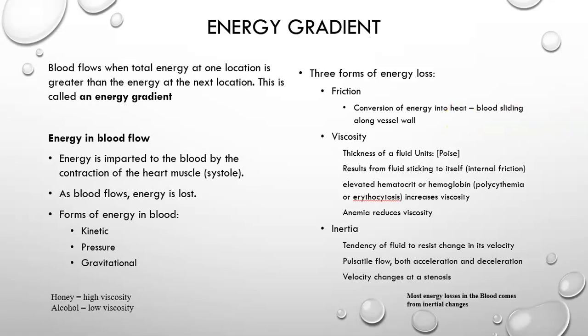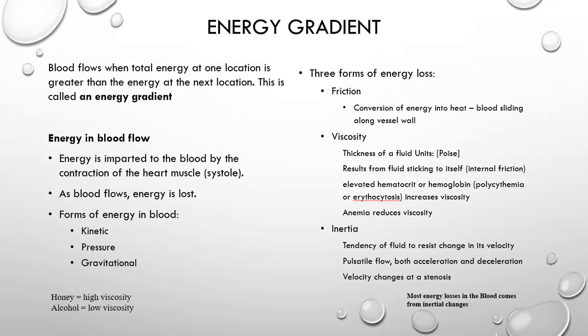This is the conversion of energy into heat due to blood sliding along the vessel wall. The viscosity of the blood can cause a loss of energy. The viscosity you could think of as the thickness of the blood. It's measured in units called poise. It results from the fluid basically sticking to itself, what we would call internal friction. Anytime you have an elevated hematocrit or hemoglobin, this will increase the viscosity. Anemia, where there's a loss of blood cells, will decrease the viscosity of the blood.